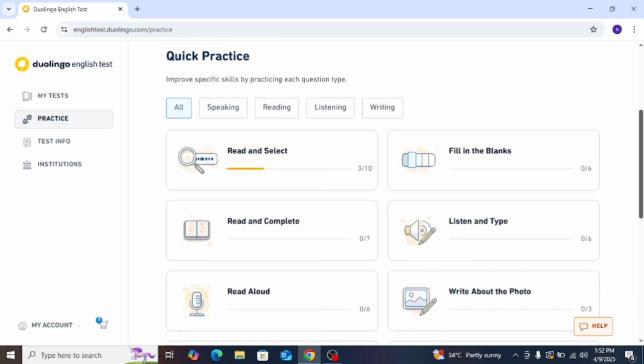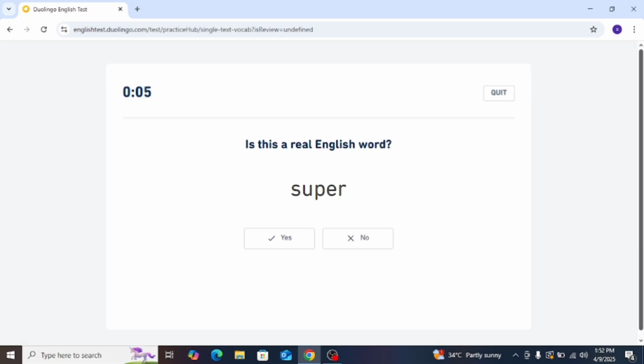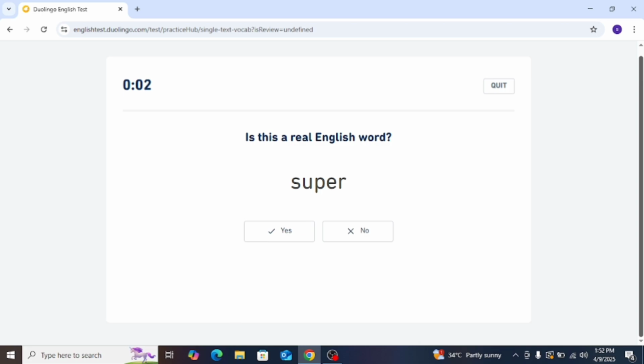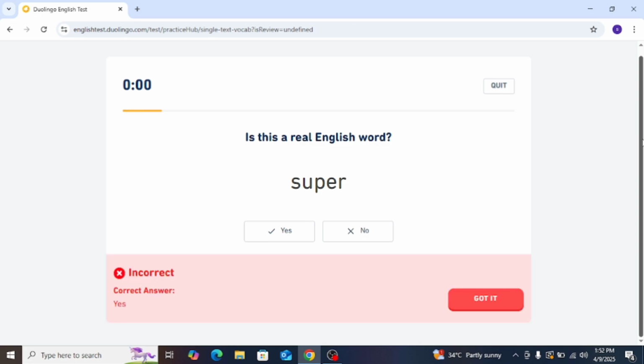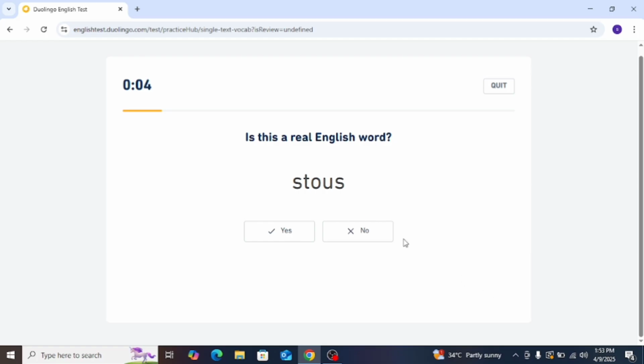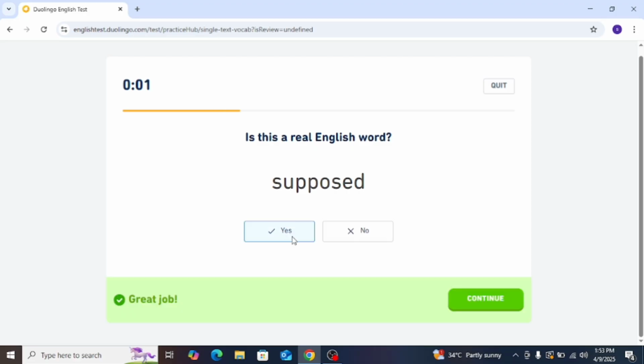There is the 4th out of 10 model question. If we practice from here, it helps us to complete or to take a real Duolingo English test. Okay, because super is yes, this is a real English word, of course, got it. Stores, no, this is not a real English word. Supposed, yes, of course, supposed is a real English word.